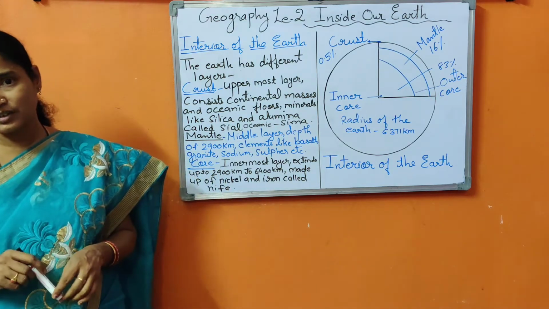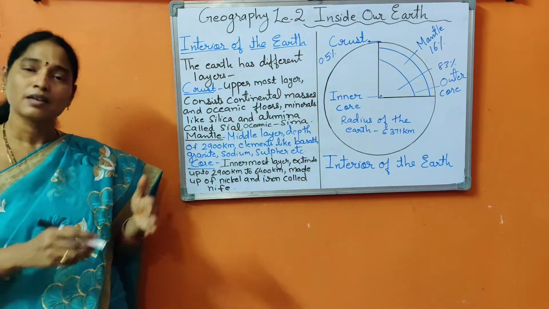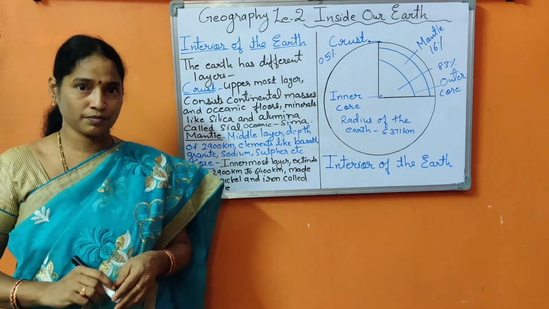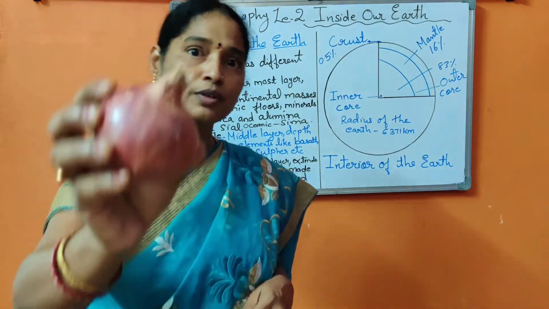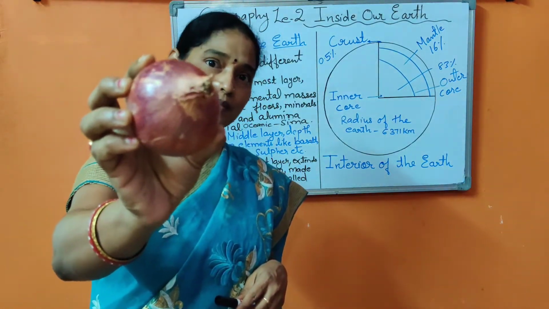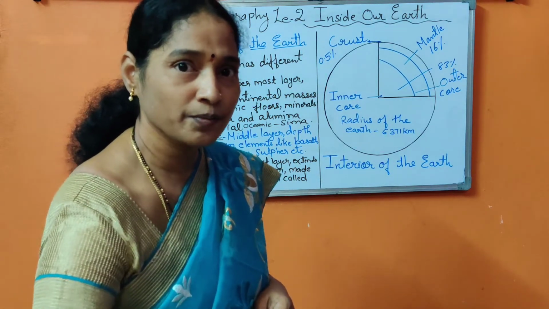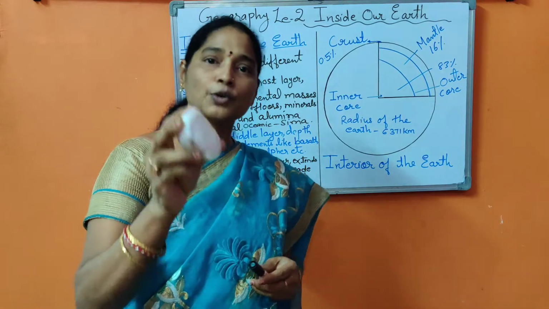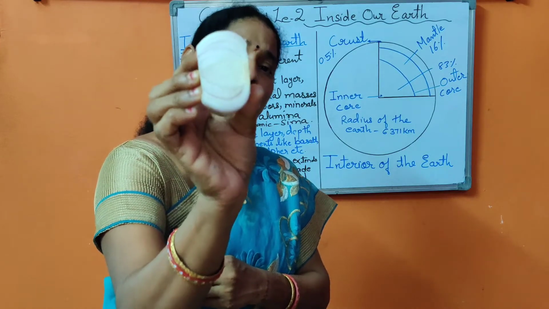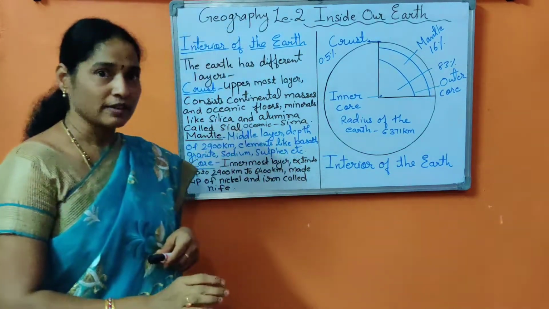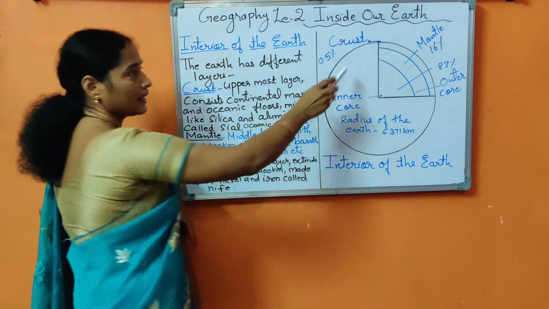Have you ever thought, children, what lies inside the earth and what our earth is made up of? So children, you might have seen an onion. See children, I am showing here an onion. If you cut this onion, what can you see here? If you cut, you can see different layers in this way. In the same way, children, the earth also has different layers.